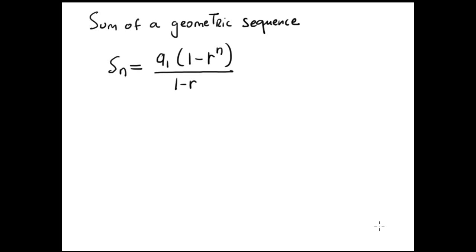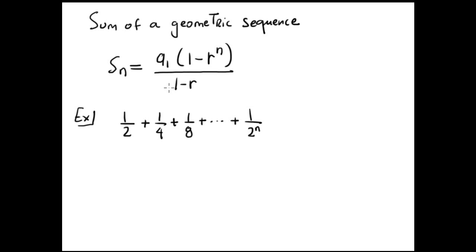Okay, this is the formula to compute the sum of the geometric sequence. S sub n, the sum of the first n elements in the geometric sequence, is equal to a1, parenthesis 1 minus r to the n power, divided by 1 minus r. Let's see an example.